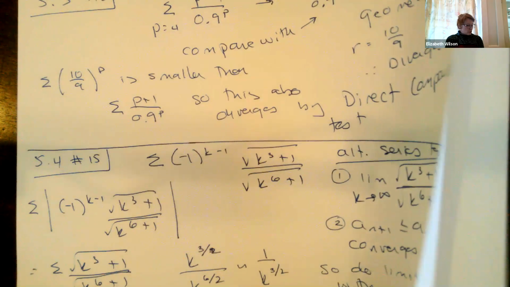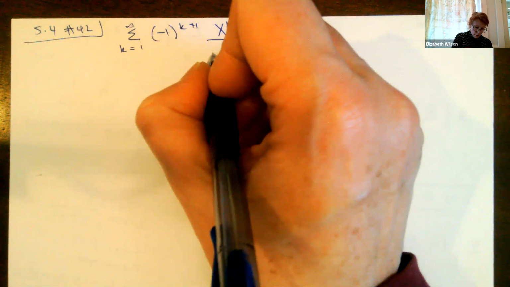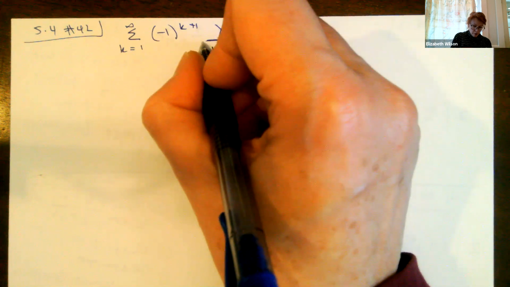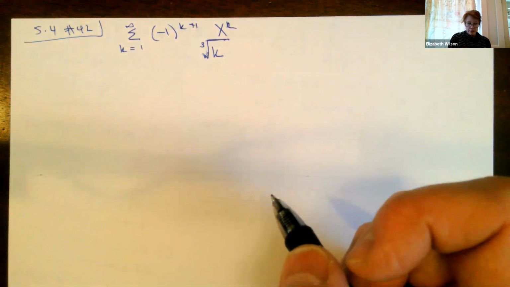Okay, so we're going to do number 42 on 5.4. All right, so we're given a power series, the sum from k equals 1 to infinity of (-1)^(k+1) x^k over the cube root of k. Okay, so we need to figure out the radius, center, and interval.